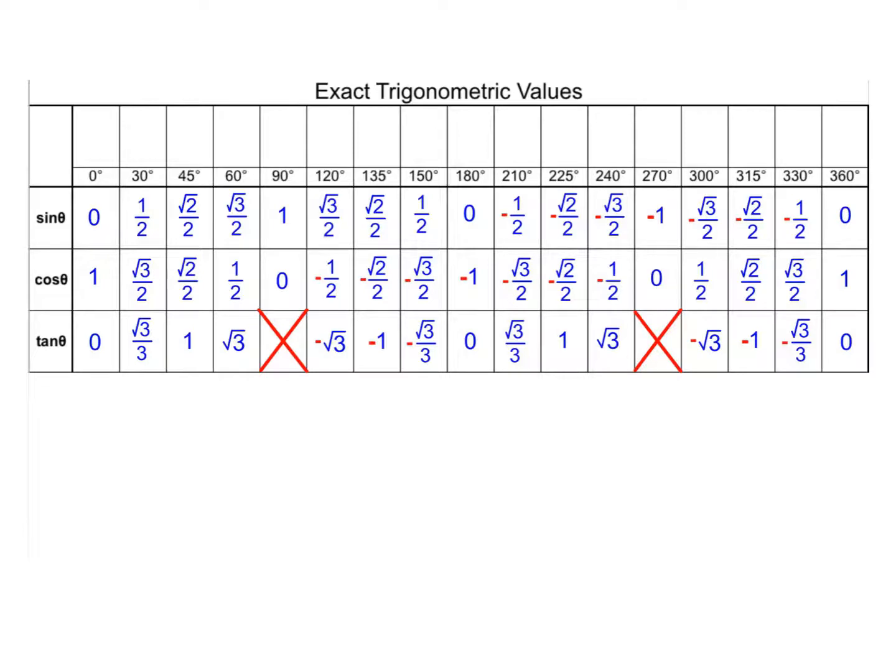When your table is complete, this is what you should be looking at. Now you notice a couple of them have those big X's through them. That's because those are undefined. There is no value there. If you write undefined there, that's perfectly fine. Go ahead and check each of those answers, make sure they're all solid.